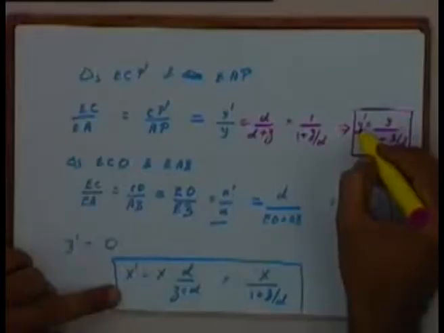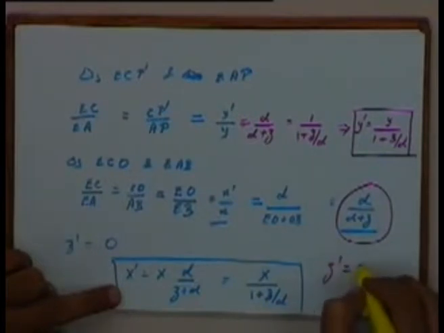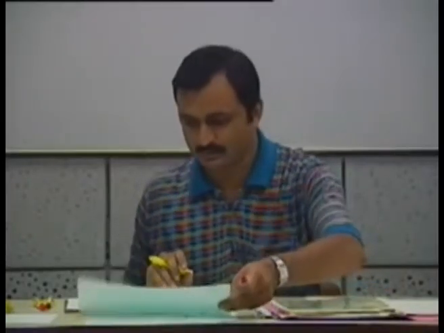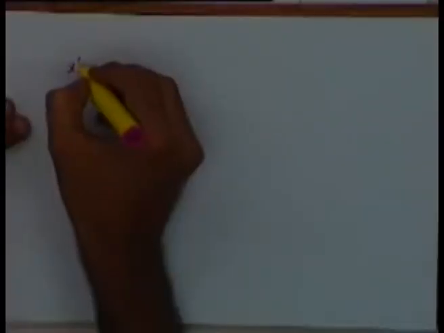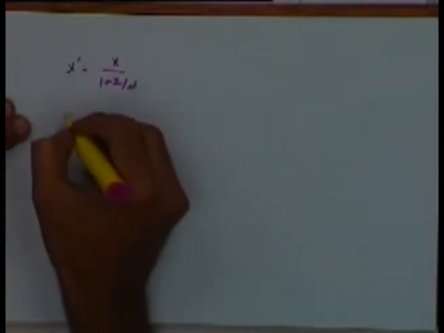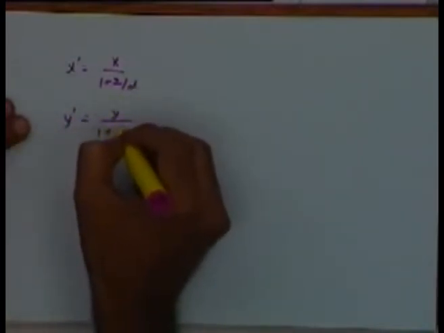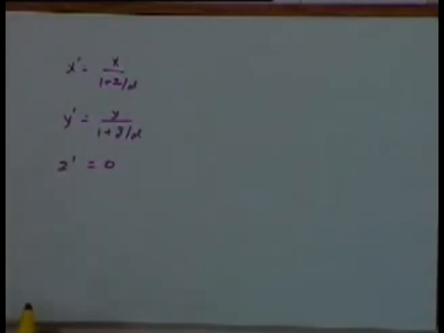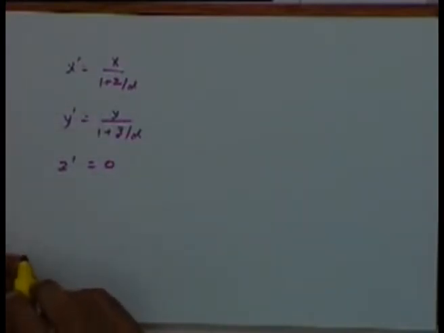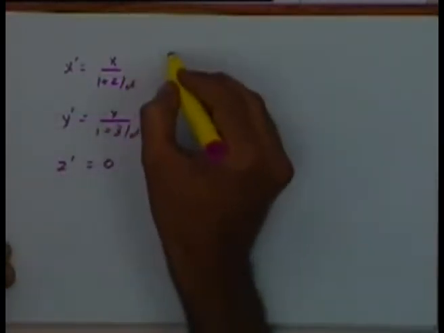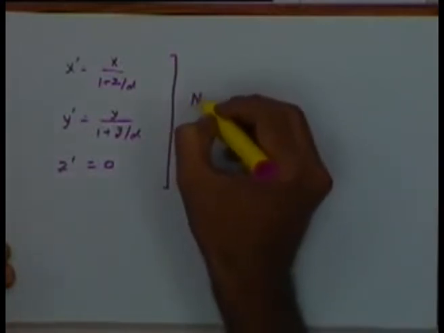So now we have got x prime, that is the x coordinate, we have got y prime, and we know that z prime is equal to 0. So if you take these three equations, we will get x prime is equal to x divided by 1 plus z over d, y prime is equal to y divided by 1 plus z over d, and z prime is equal to 0. Okay. Now the first thing to be noticed is that these transformations are non-linear transformations.